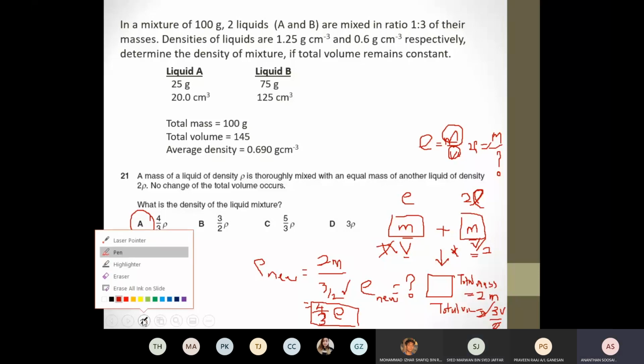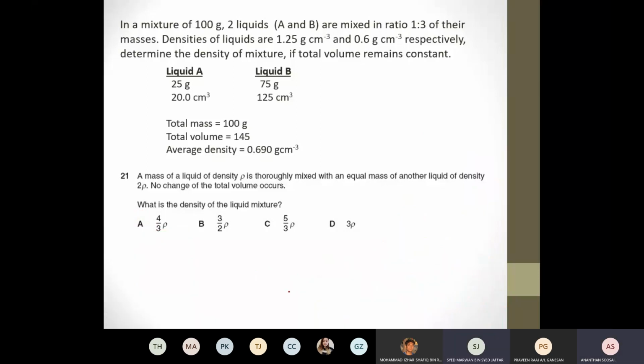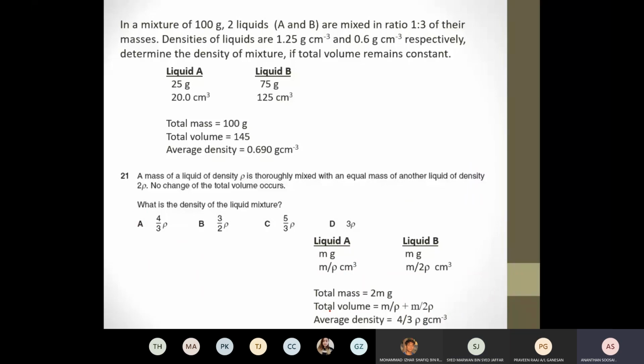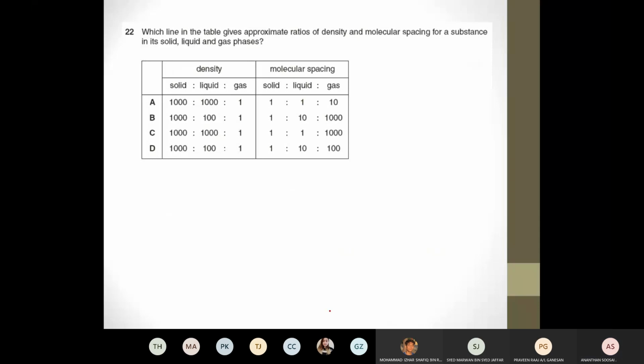Okay. So yeah, liquid A, Mg, this is another way. Rho, M rho, 2 rho, get 4 over 3 rho G. Another way. Okay. Question 22.